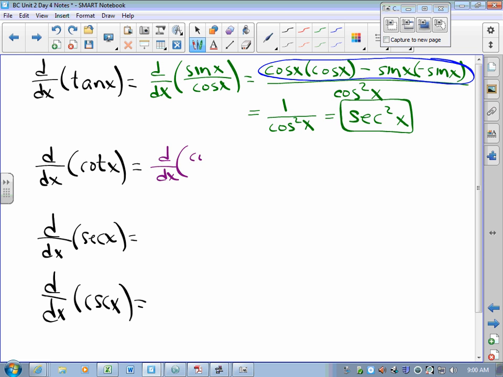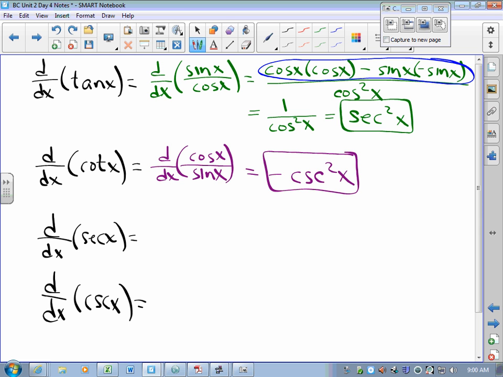So the same kind of thing happens here. And I will absolutely leave it to you to run the quotient rule and come up with negative cosecant squared there.